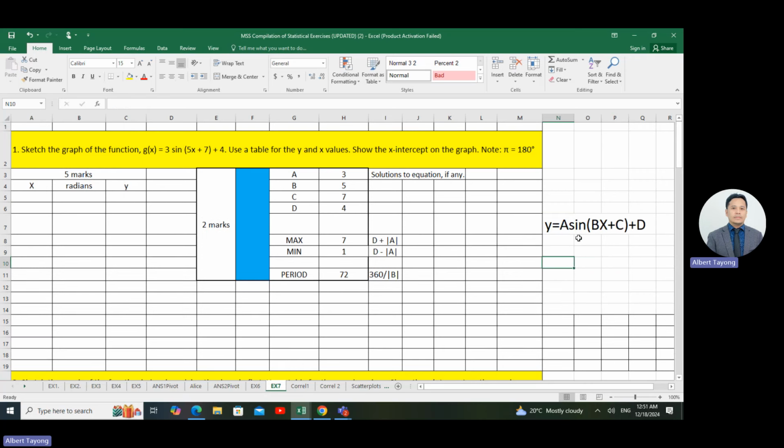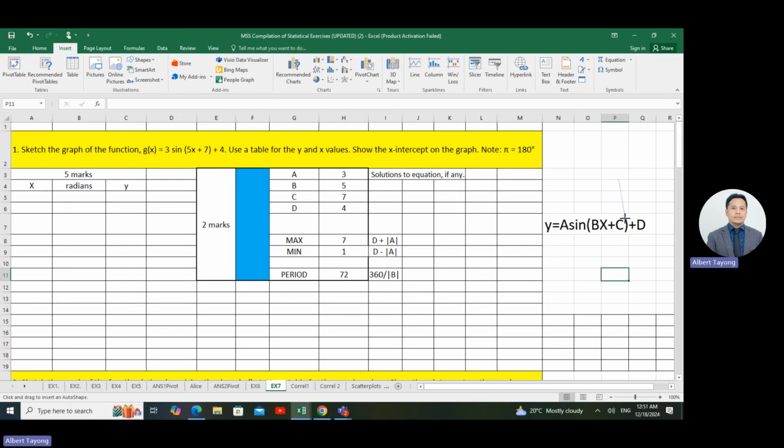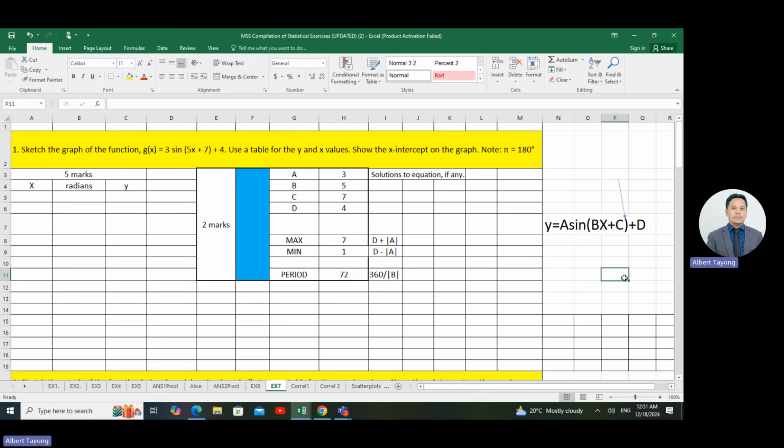y equals a sine or a cosine. Okay. Then we have the quantity, we have the group of bx plus c, then outside is plus d. Please take note that if we don't have grouping symbols here, it means that our c is 0. Since we have the open and closed parentheses, we have complete set of values, a, b, c, and d. Okay? So this is how to find a, b, c, and d.